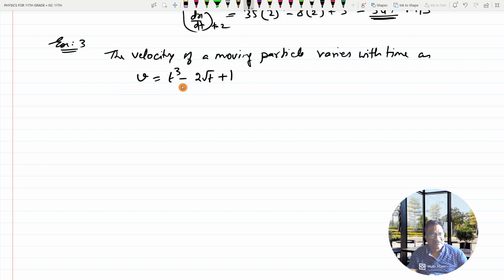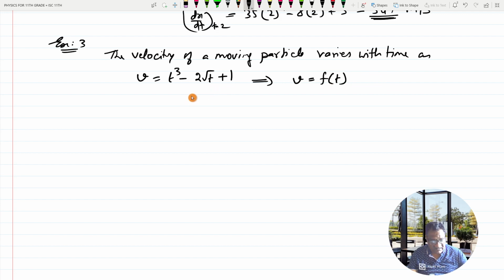So this is a function. Now this function is nothing but v equal to f of t. So velocity will be changing as the time keeps on changing, and the change will be according to this formula. So this is given to you. Now velocity is in meter per second. That also is given in the question.